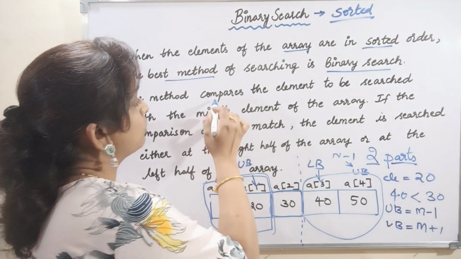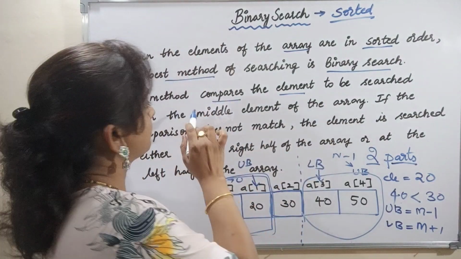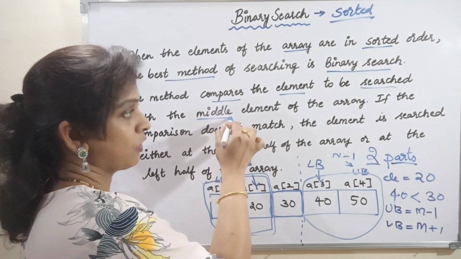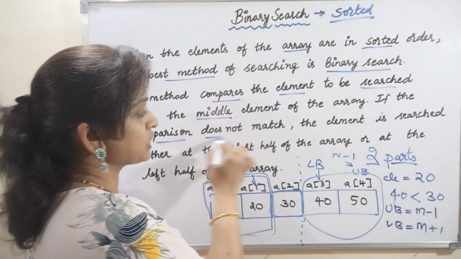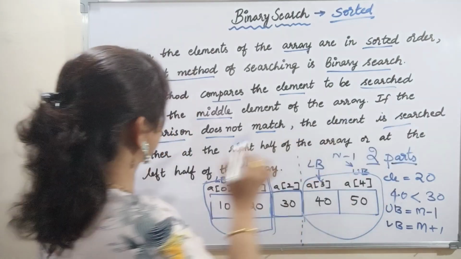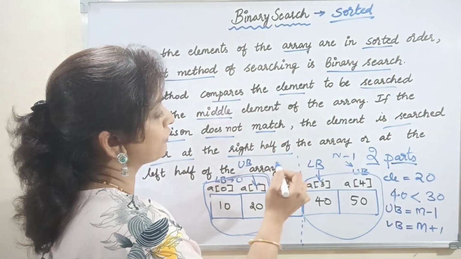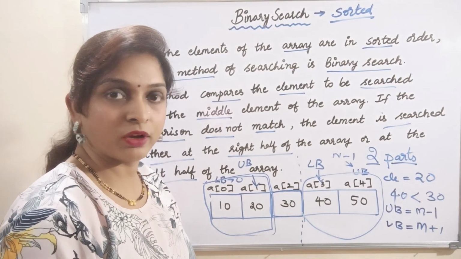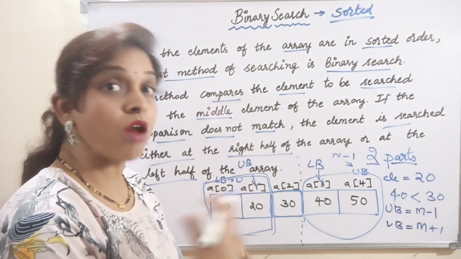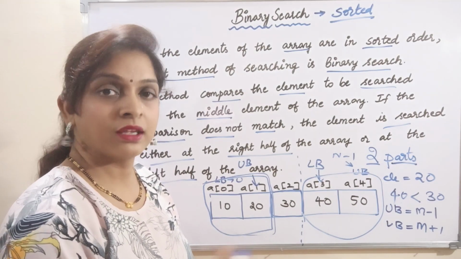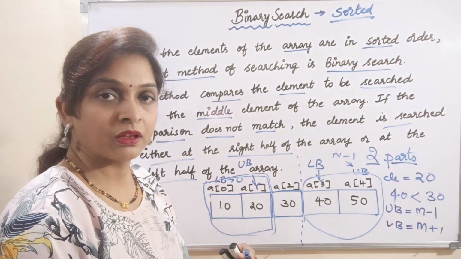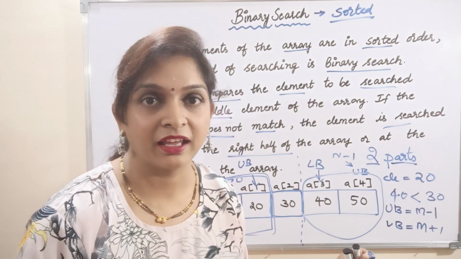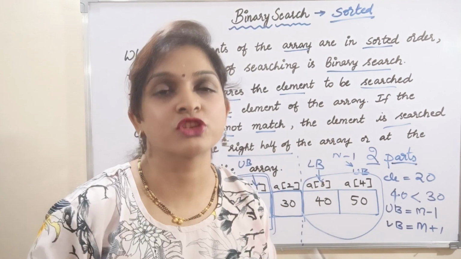In this method, we compare the element. This method compares the element to be searched with the middle element of the array. If the comparison does not match, the element is searched either in the right half of the array or the left half of the array. If it matches, well and good. If not, I have to go to the right portion or left portion of the array based on the condition. So when I divide the array into two parts, I need not traverse the complete array. I need to traverse only half of the array.